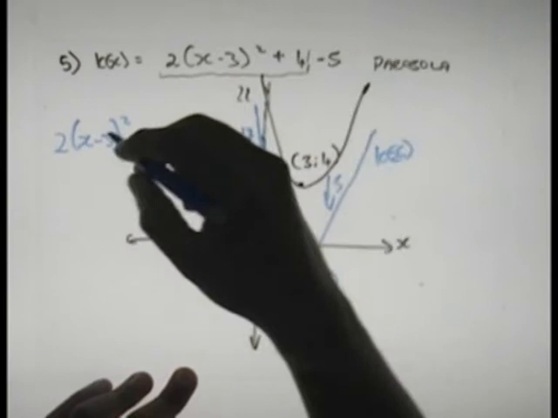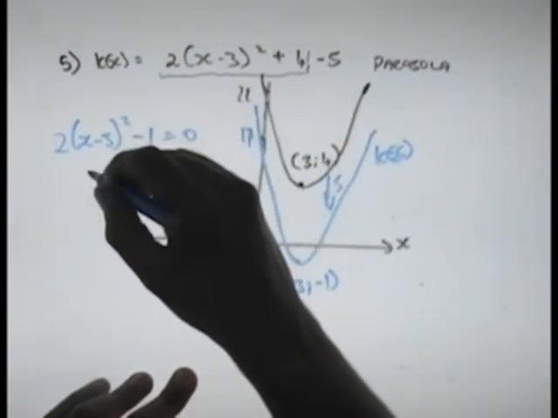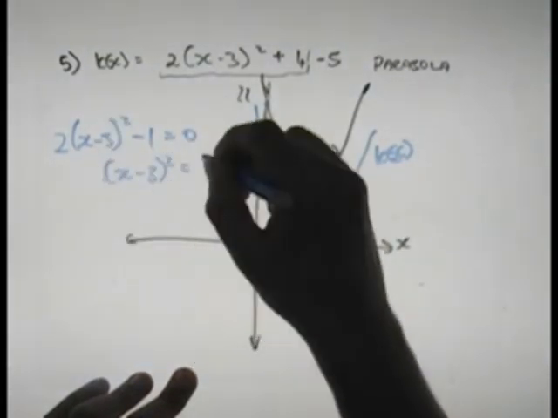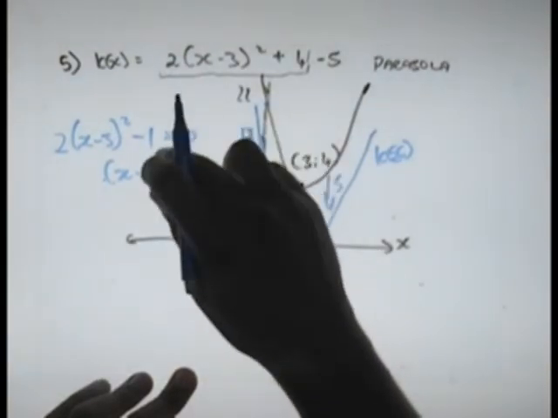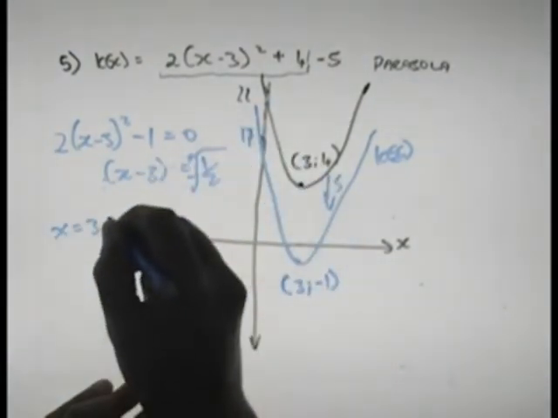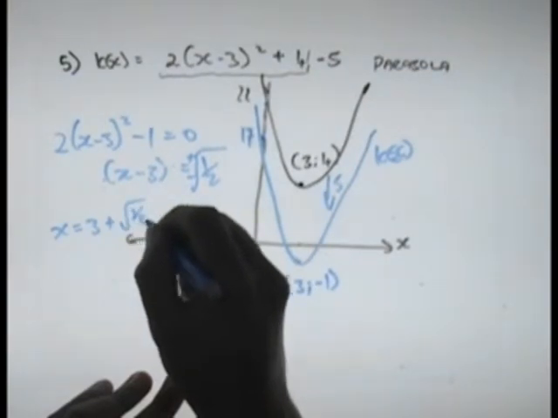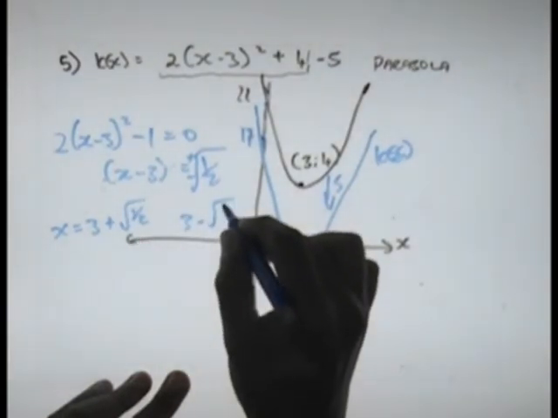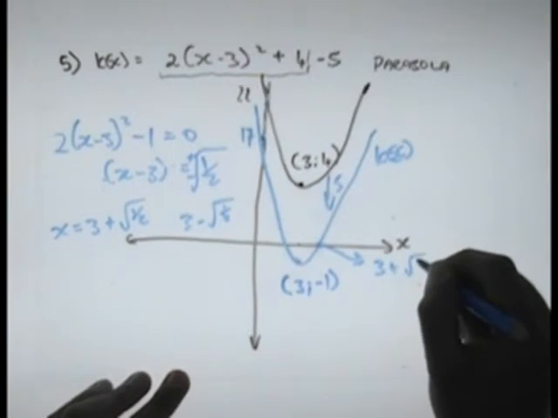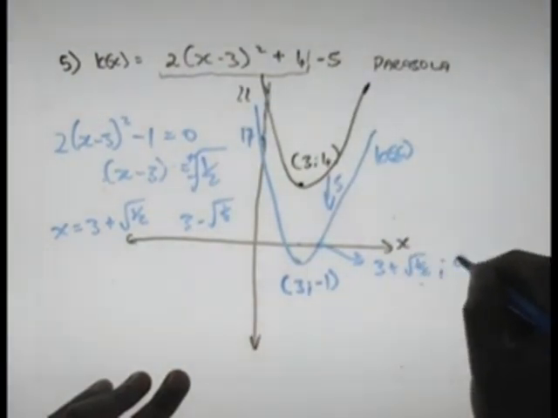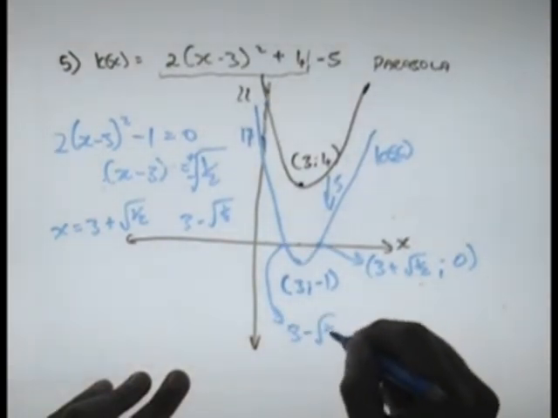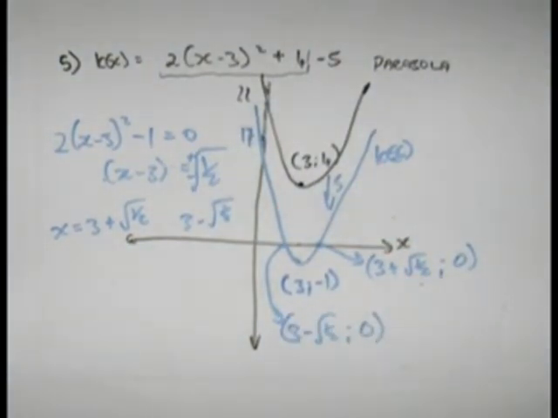Our new graph, plus 4 minus 5, will read minus 1. That means that 2 times (x minus 3) squared will equal positive 1. Get rid of the 2, so that's positive 1 over 2. We can square root positive a half. That means that x will equal 3 plus square root of a half, or 3 minus square root of a half. This point will be the point x is equal to 3 plus square root of a half. You don't need to work that out. Y value of 0. That point over there will be the point x is equal to 3 minus square root of a half, and a y value of 0.